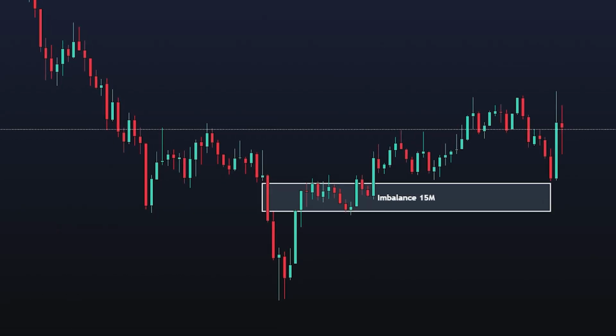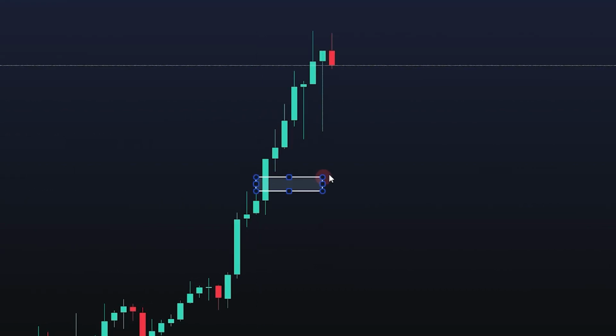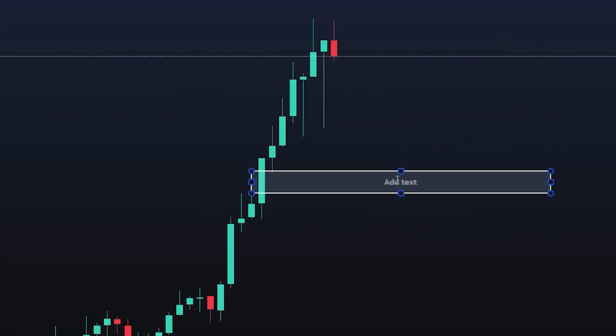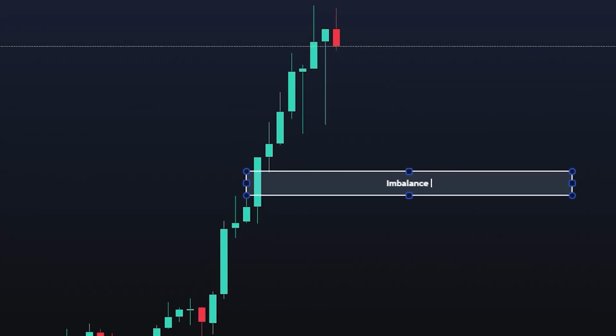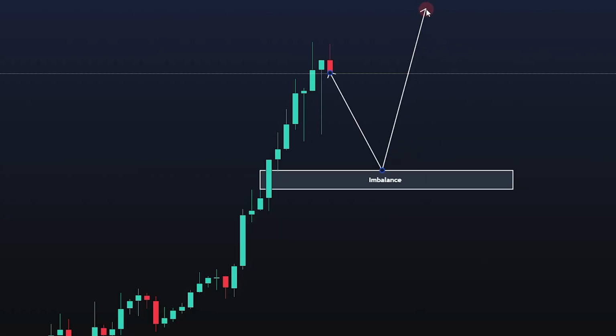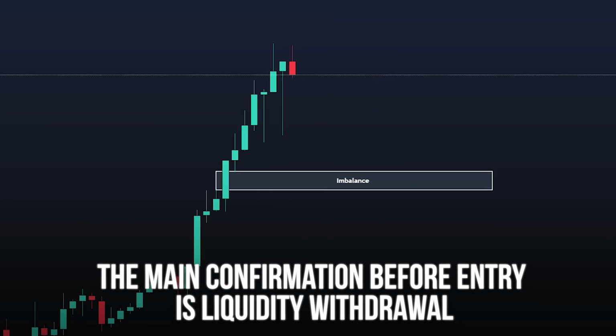After a sharp upward or downward price movement, an imbalance zone remains on the chart. We highlight it and wait for the price to return to this area. The touching of the imbalance zone does not mean that the price will immediately turn around or continue the movement. It is just a zone of interest for big players, and before they take a position, the market is often manipulated. The main confirmation before entering is liquidity withdrawal.